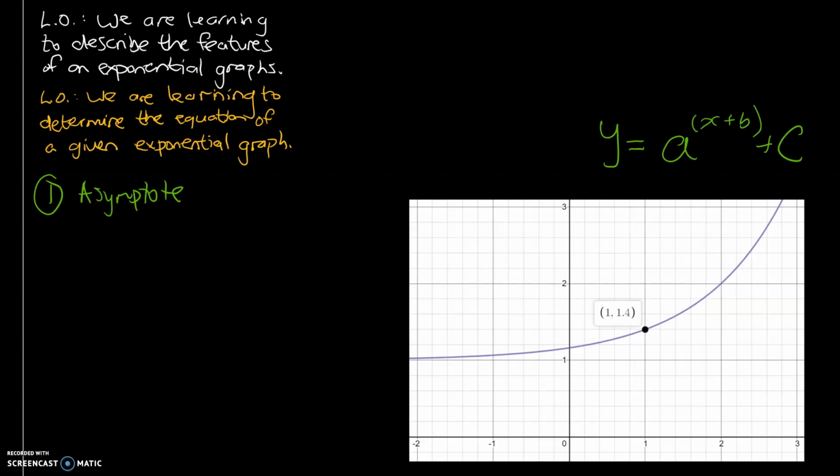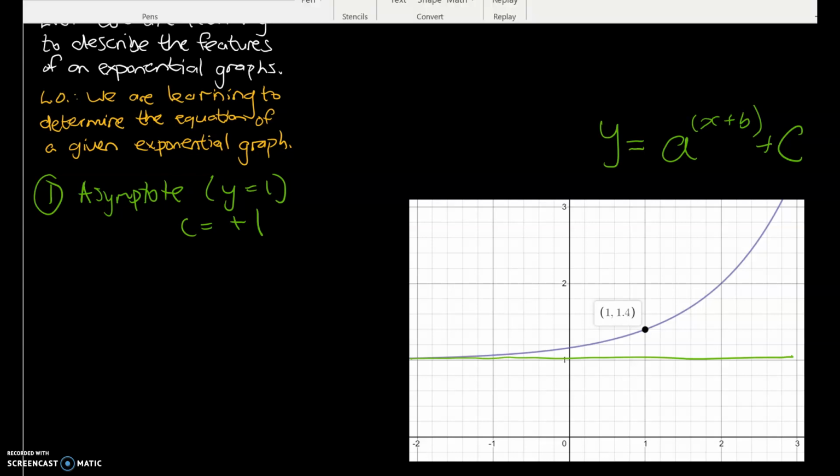So first step, let's always find the asymptote. And for us, I'm drawing a line across here. Our asymptote appears to be at positive 1. So our asymptote, y equals 1. And that tells us a lot about the c value, and that means our graph has been increased by 1. And we'll put all these numbers into use later.